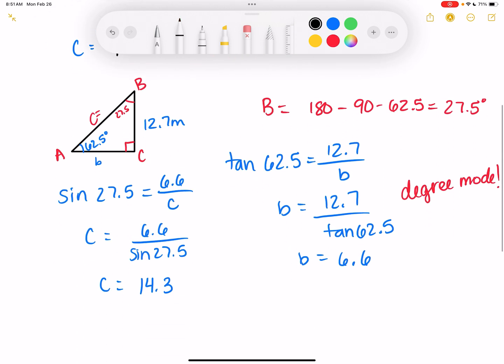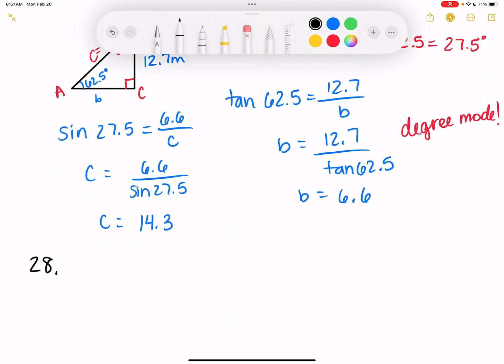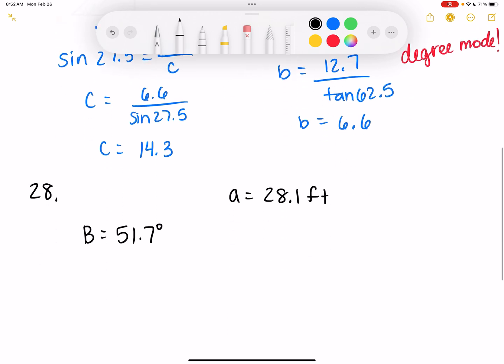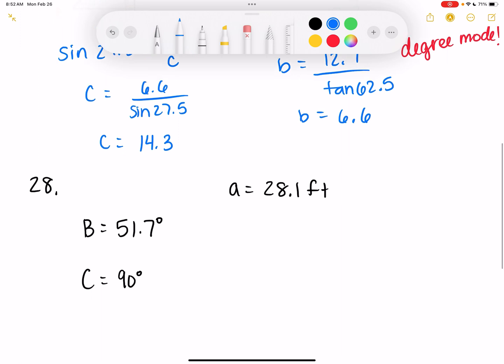Let's see, angle B is equal to 51.7 degrees. Side A is 28.1 feet. And again, remember from the instructions, we know angle C is 90 degrees. So I need to find angle A, side B, and side C. What piece can I easily find? Angle A. How would I do that?